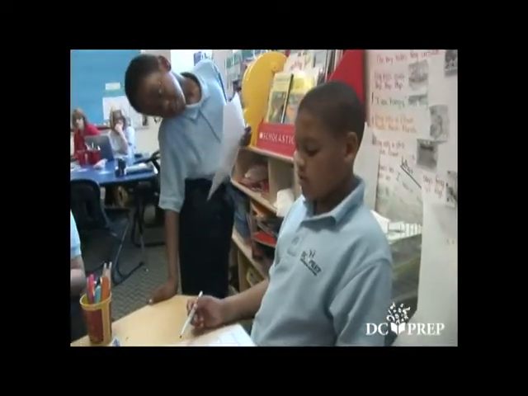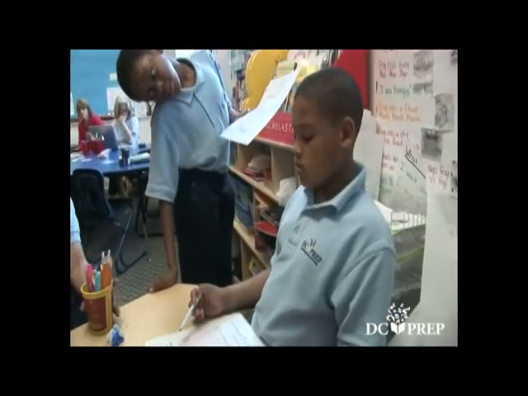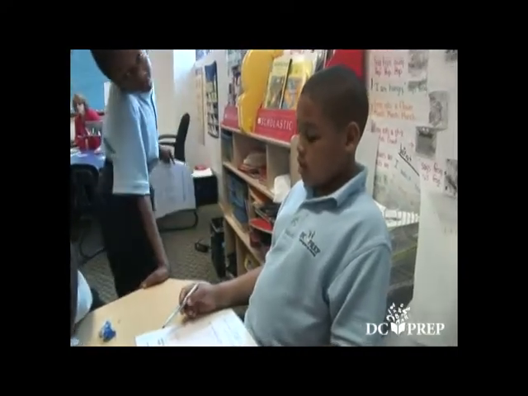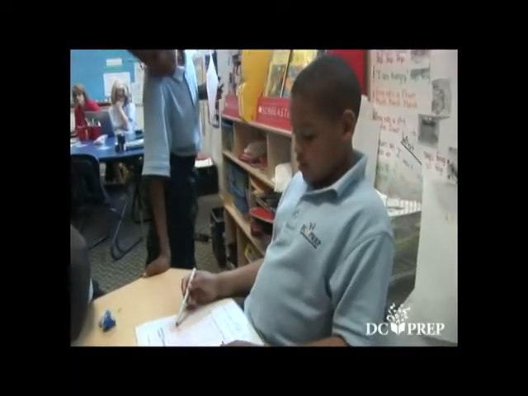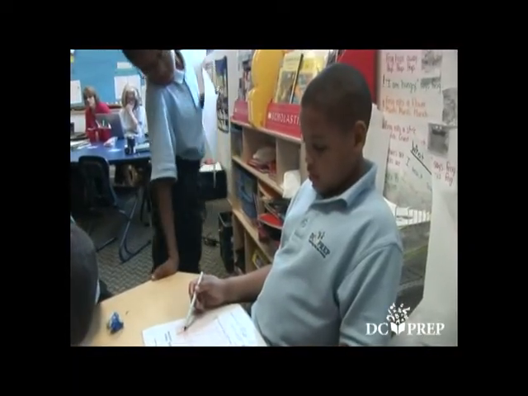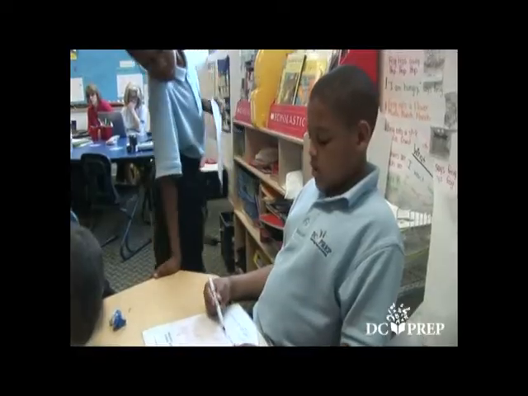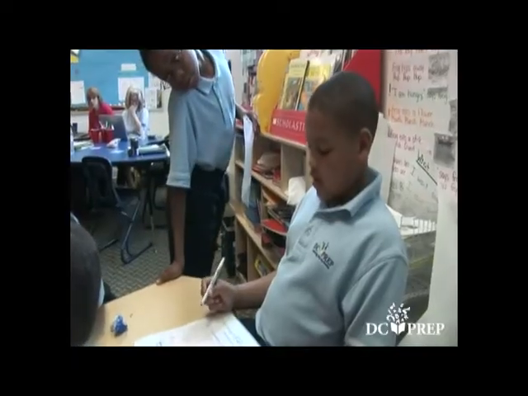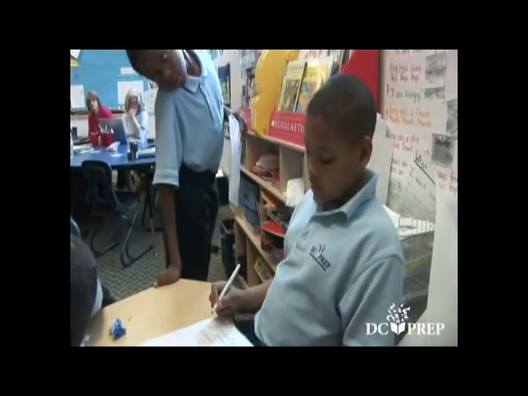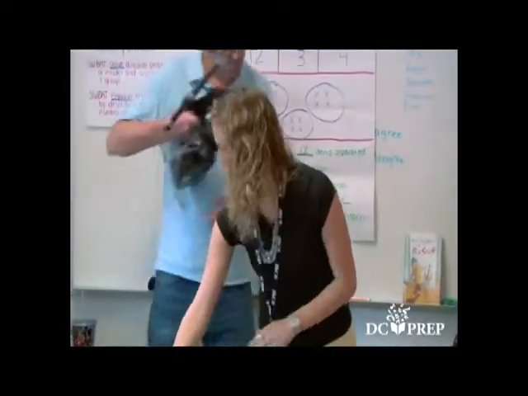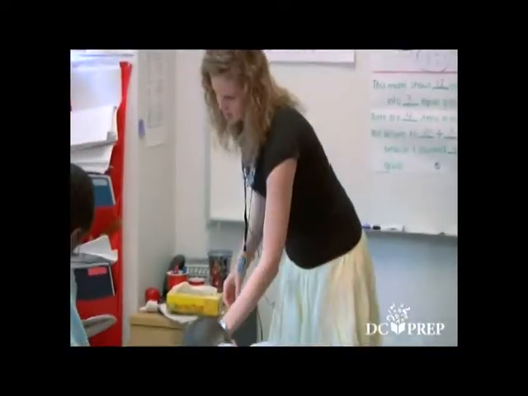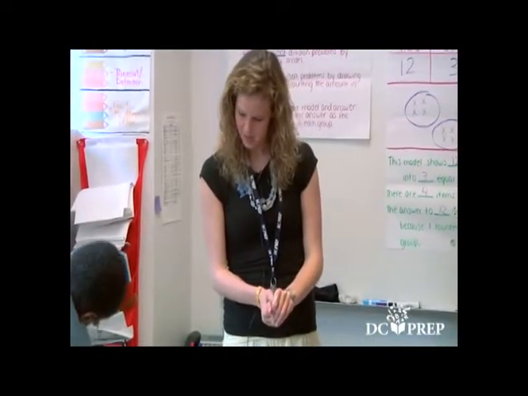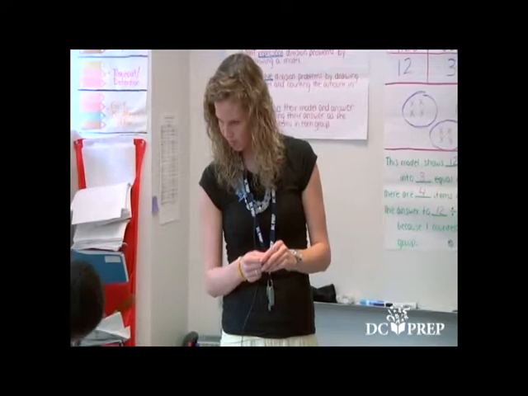The total items is 27. Equal groups are 3. Items in each group are 9. The model shows 27 items separated into 3 equal groups. There are 9 items in each group. The answer to 27 divided by 3 is 9 because I counted 9 X's in each group. Did your answers match? Yes.